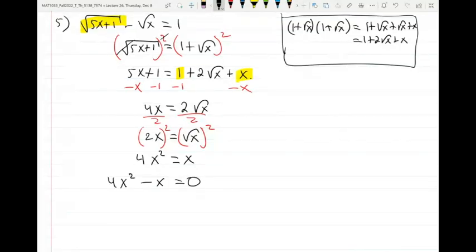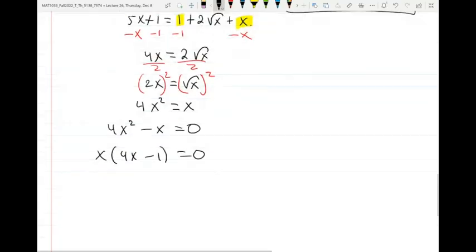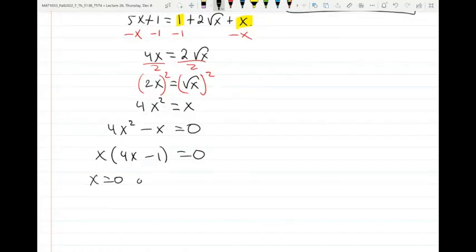And we factor now. In this case, we can take common factor x. And so this becomes 4x minus 1. And so either x is 0 or 4x minus 1 is 0. So from here you get that x is either 0 or 1 over 4. Just move the 1 over and then divide by 4.